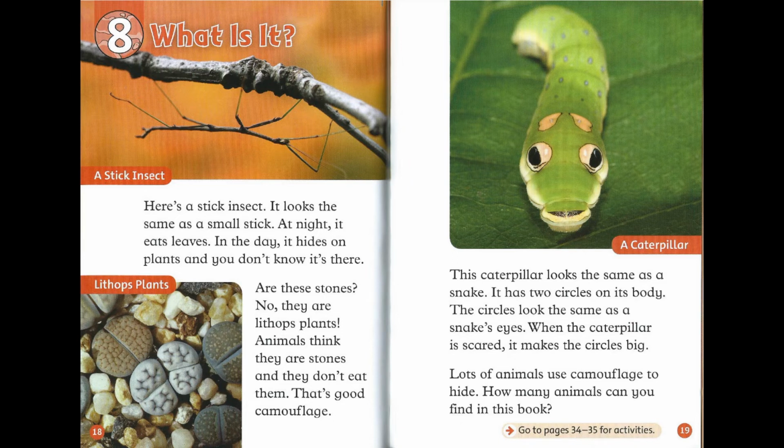This caterpillar looks the same as a snake. It has 2 circles on its body. The circles look the same as a snake's eyes. When the caterpillar is scared, it makes the circles big.